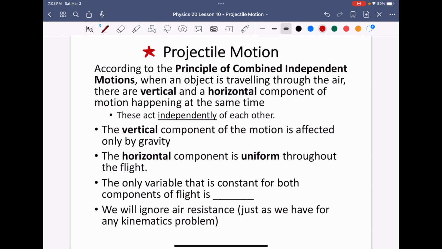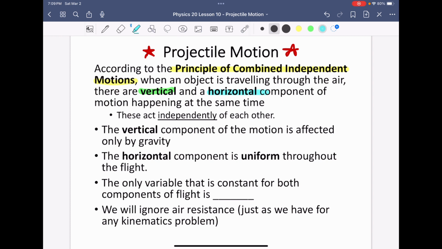Okay, now looking at projectile motion, this may be a slide you want to revisit before any major sort of assessment. I would definitely revisit this because it talks about how we view the vertical and horizontal components and what principle gives us this idea behind projectile motion. So projectile motion is this idea that we put in the principle of combined independent motions. And what that means is that we're going to have some sort of vertical component and some sort of horizontal component.